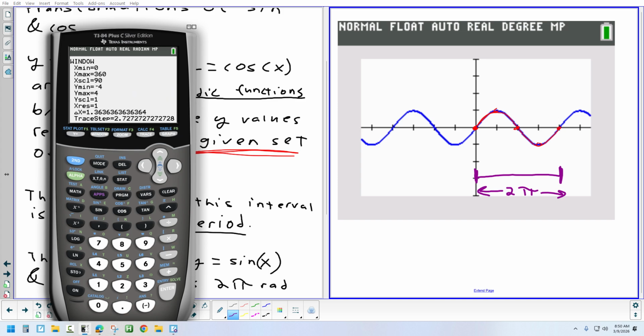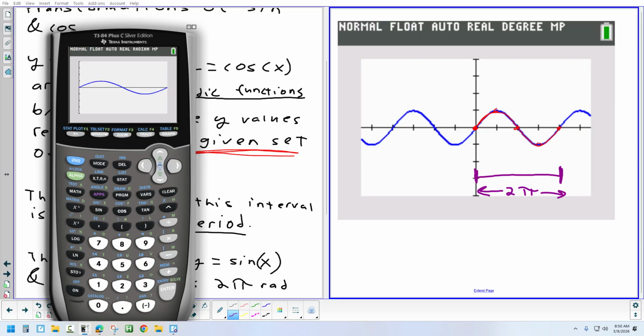So I'm in radians, and I want to just look at that section in red. So the first red dot is at 0, and the last red dot is at 2 pi. Now it should look right. Any question on that idea that if you change between radians and degrees, you've got to change your window?